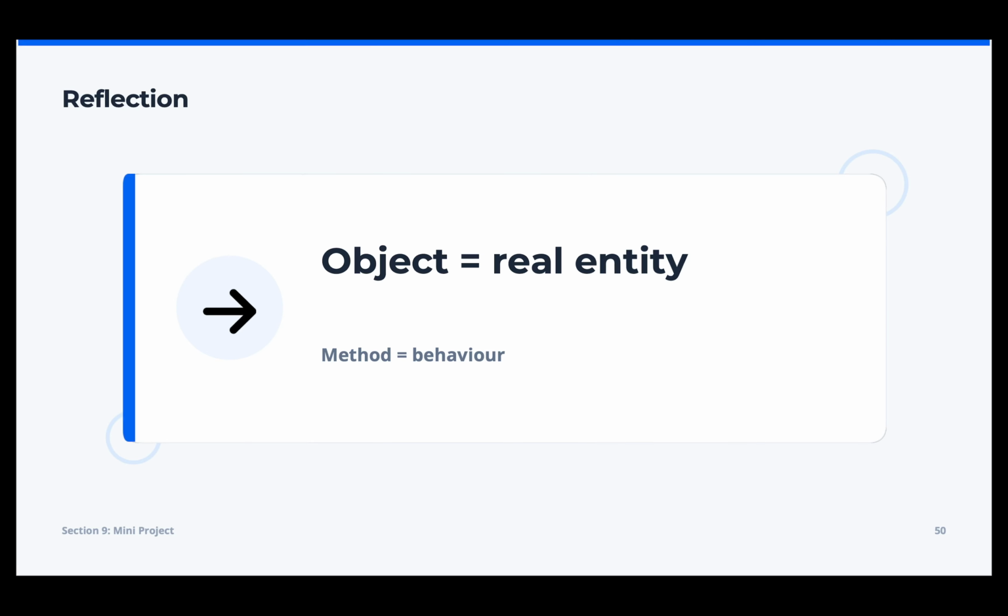So this summarizes the room example nicely. The object corresponds to our real entity, and the method corresponds to behavior or decision-making associated with that entity. This captures the sense of OOP very well: object equals real entity, and method is behavior.